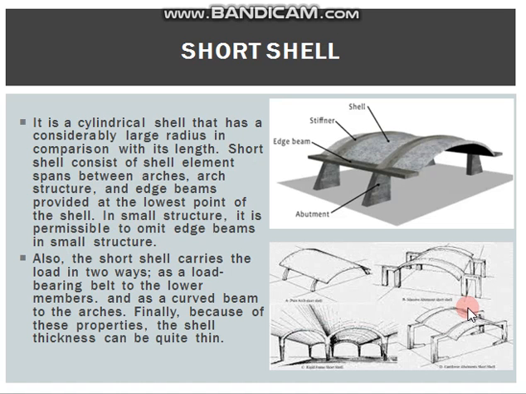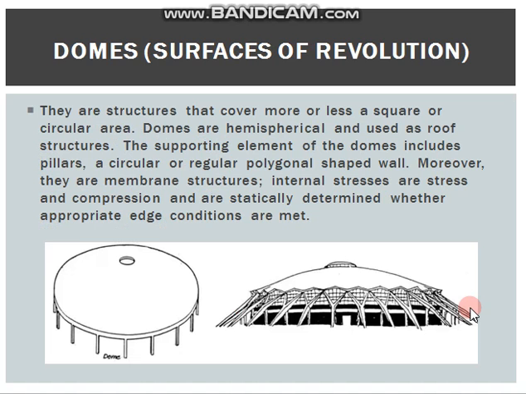A short shell is a cylindrical shell that has a considerably large radius in comparison with its length. A short shell consists of the shell element spanned between arches, and its edge beam is provided at the lowest point of the shell. In small structures, it is very simple to omit the edge beams. Domes are structures that cover a more or less square or circular area. Domes are hemispherical and used as roof structures.